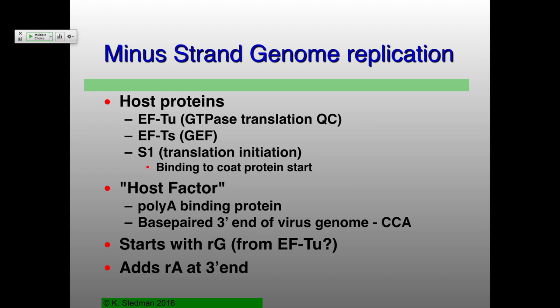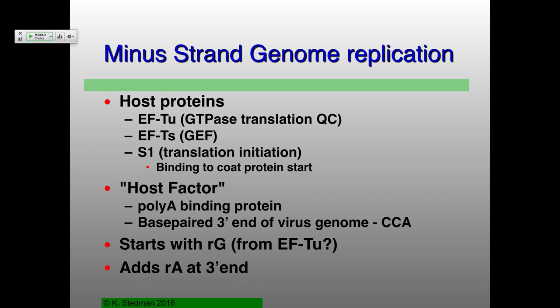Now, why do you think you'd want to have host translational proteins? They're necessary for replication. Why would you want to do that? So it's not translating its own stuff, but it's also not translating the virus genome at this point, because you're trying to replicate now. You've made all your coat protein, you're good to go.